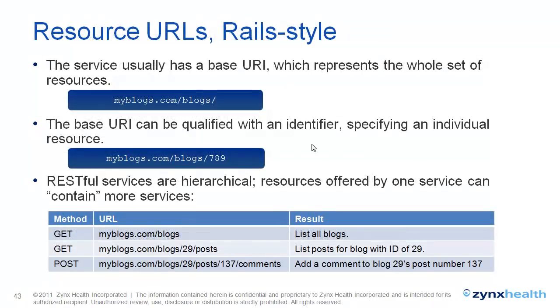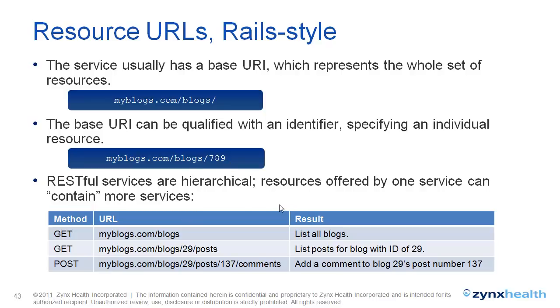So here's an example of a base URI representing a set of resources. My domain where I offer blogging hub, and here are the set of blogs. When you qualify that with an ID, it represents an individual resource. So this URI represents the set of resources, and if you were to get it, you would get a list of the blogs in whatever representation you ask for it in and that I offer it in. And this, of course, gets you a representation of the individual blog identified with the ID 789.